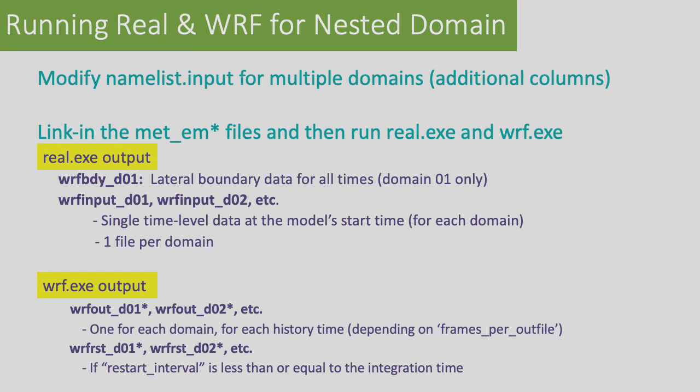To run the real program, you'll set up your namelist.input file for a nest. You'll then need to link in all of your met_em files and then run real. You should still have only a single WRF boundary file, which includes the lateral boundary data at all times, but only for domain 1. And you will have WRF input files for each domain containing the initial conditions. After you run WRF, you'll have WRF out history files for each domain. If you set the restart interval to a time less than or equal to the integration time, you'll also have WRF restart files for each domain.